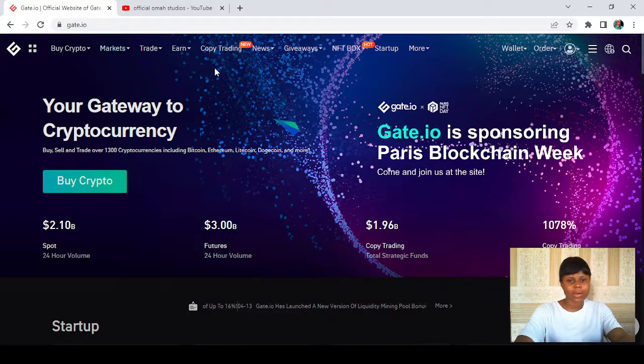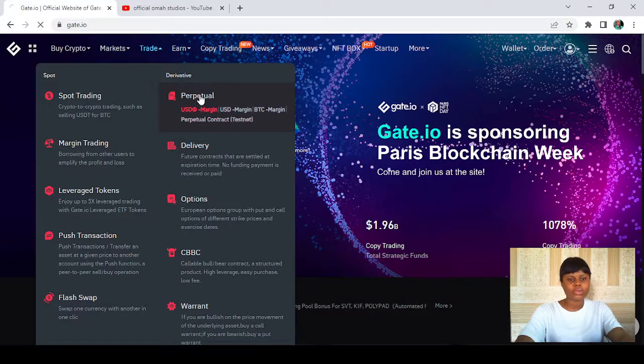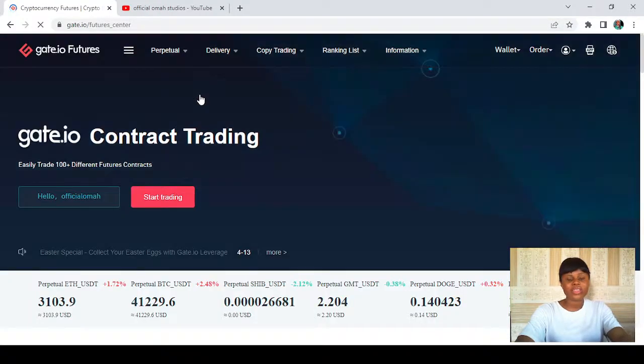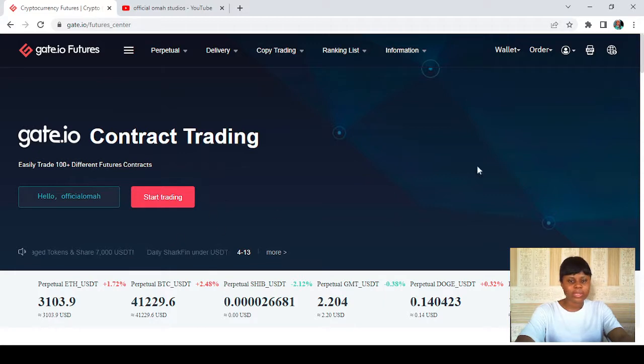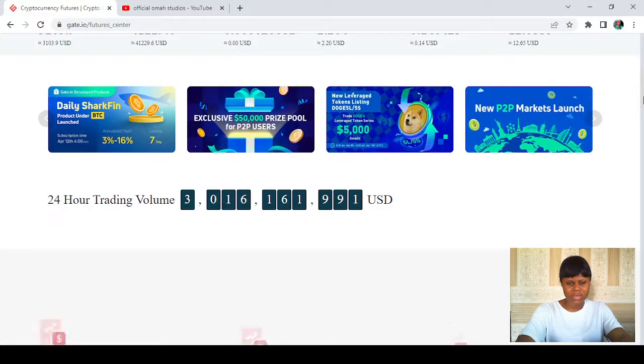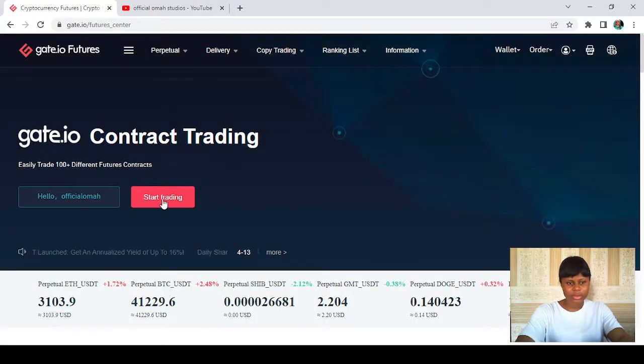So here is our Gate.io. As you already know, we're already logged in. So we're heading over to perpetual trade. If you are using Gate.io and you're looking for futures trading, it is called perpetual trade. So here is our perpetual contract trade page. You just have to tap on this place that says start trading so that it will open.